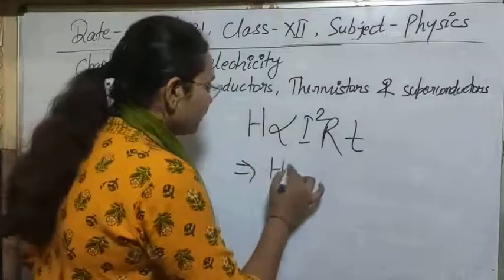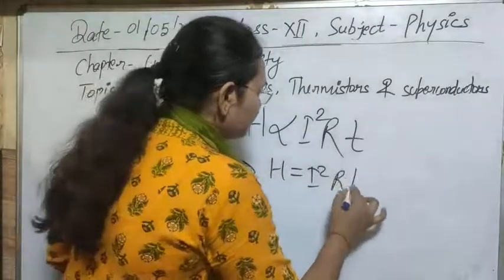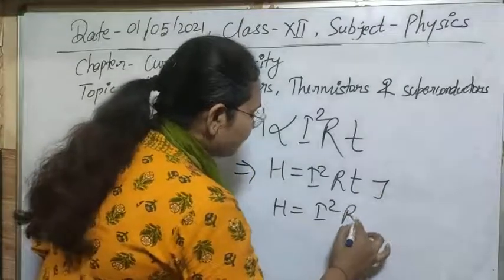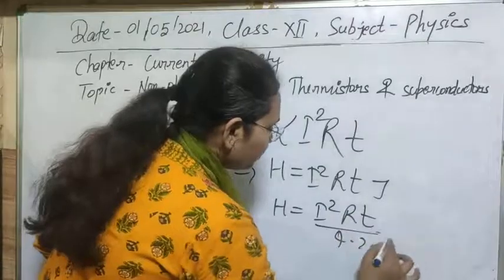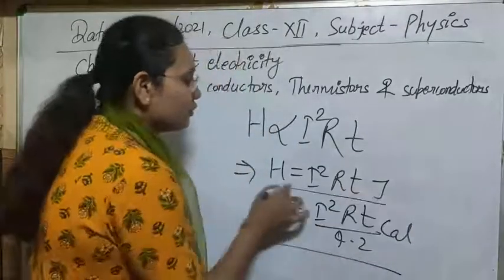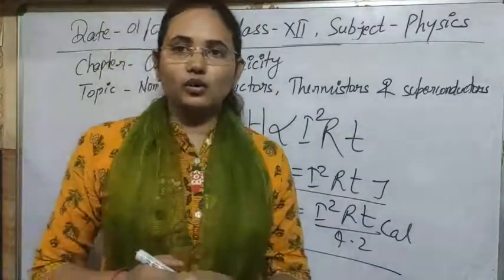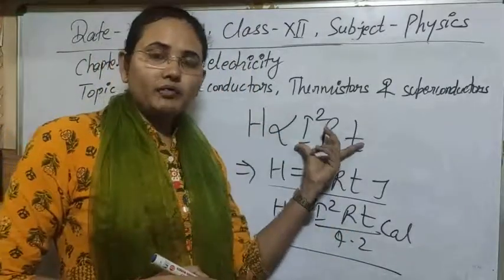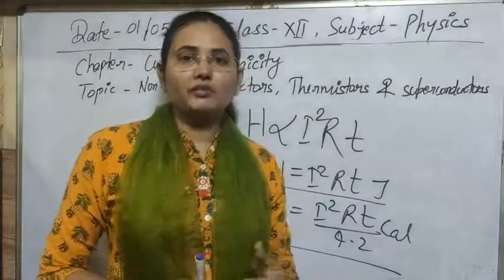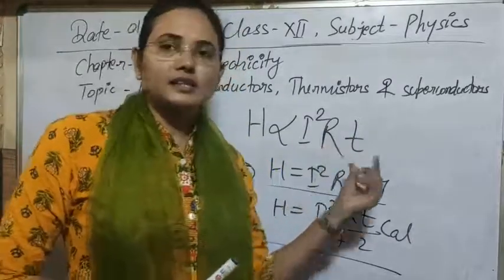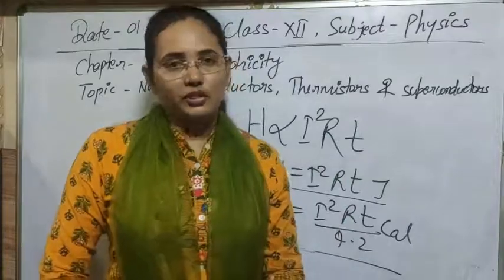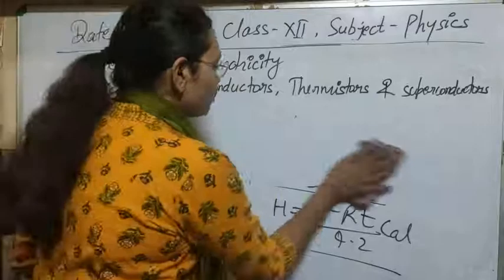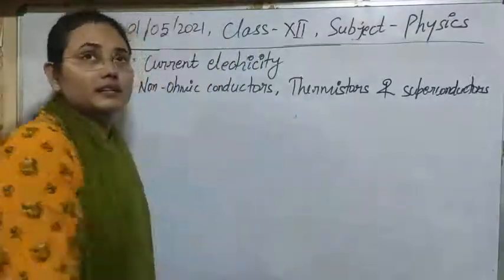In joules, H is equal to I squared R T, and if you write it in calories, then it is I squared R T upon 4.2 calories. These are the two units of heat energy, joule and calorie, as you know already. You can convert between them and calculate the heat produced in your device for a given value of current, resistance, and time of use. Clear, I think.